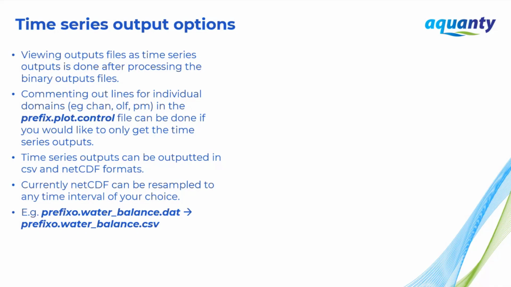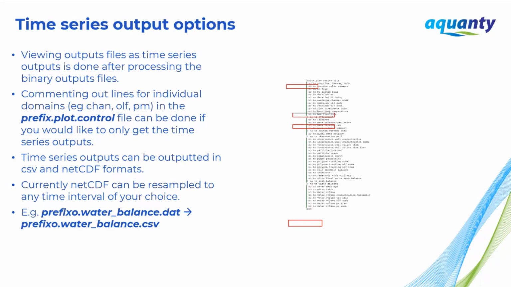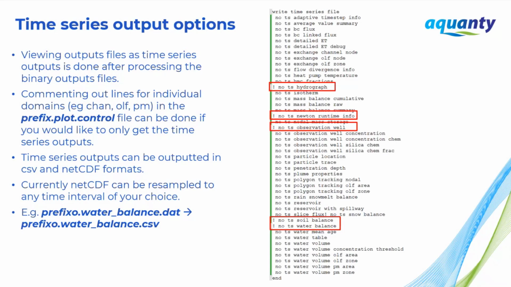Viewing output files as time series outputs is done after processing the binary output files. If you just want to view the time series output options, you could comment out all the domains, like the channel, the overland, and the porous media domain, in the plot control file and get only the time series outputs. In case you don't want all the binary files and just want to see the time series files, we could uncomment only write time series files in the plot control file, and we can view those results.